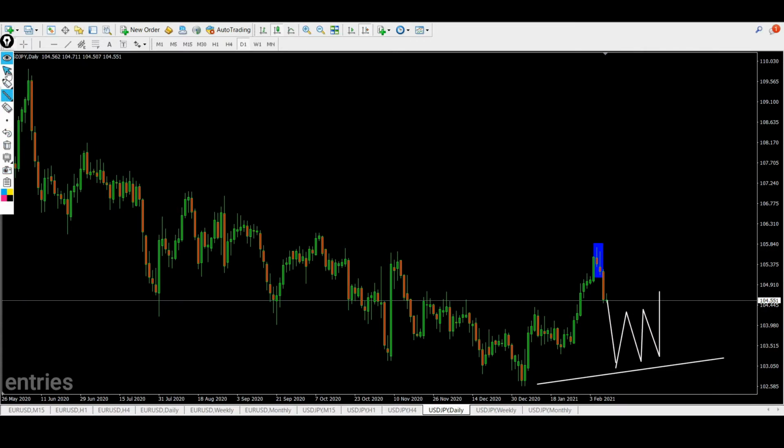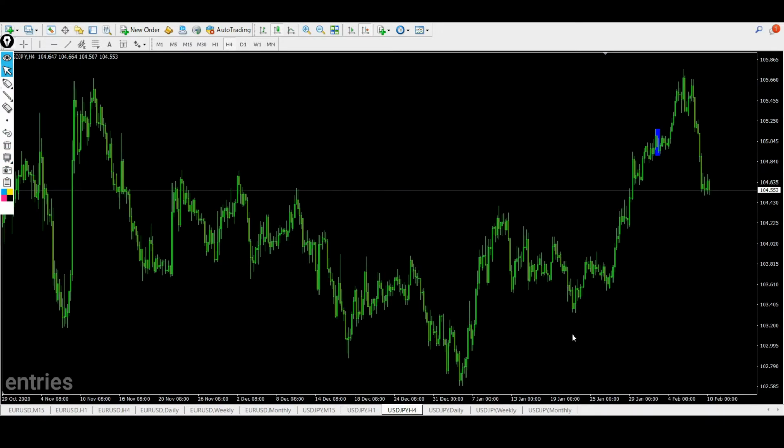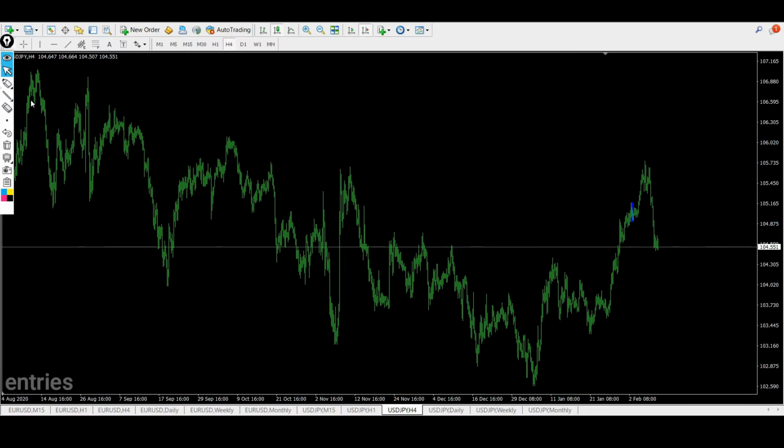And simultaneously, we're also talking about the lower time frames. This is the 4-hour chart. We wanted price to round out, and it did round out. So that's a good sign.